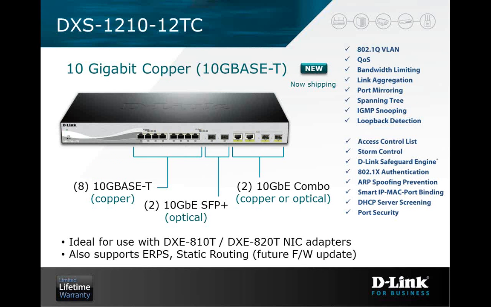The first 8 ports, as you see in the photo, are 10 gig copper, 10G base T. The next 2 ports are 10 gig optical with SFP plus ports. And then ports 11 and 12 are what we call combo ports, supporting either copper or fiber operation. Because these are part of the 1210 series of smart switches, they support all the features that are shown over on the left: VLAN, QoS, bandwidth limiting, etc. And probably more important, the security features that our 1210 series is known for, like ACLs and broadcast storm control and D-Link safeguard engine, etc.